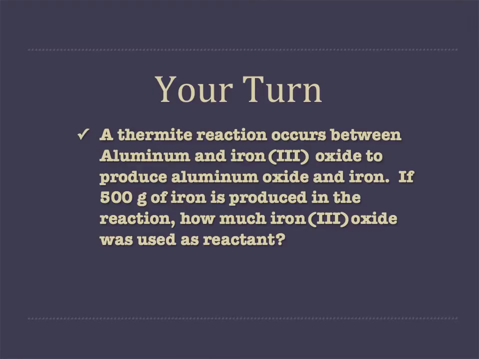All right, I want you to try this one. We've got a thermite reaction, which is always really interesting. It burns really, really hot. Thermite can burn right through steel and things. It's between aluminum and iron 3 oxide, so we have to make that compound, and it produces aluminum oxide and iron. It looks like a single replacement reaction. If we have 500 grams of iron, how much iron 3 oxide would be used?